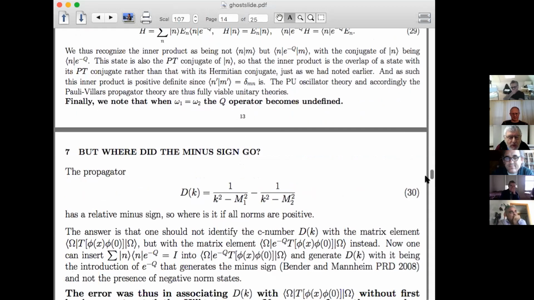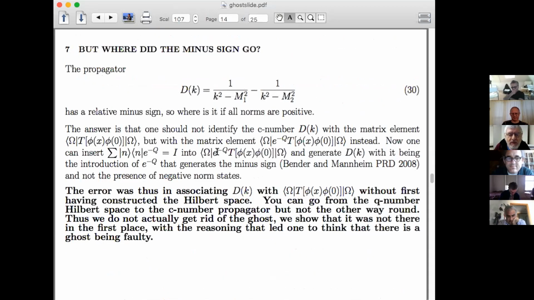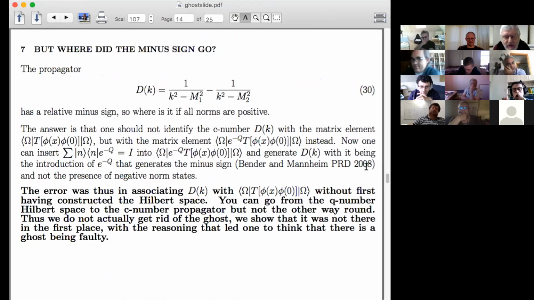So now, if you evaluate this quantity with the e^{-Q}, you generate this propagator, even though every state that you put in, every intermediate state, has positive norm. And it's the e^{-Q} that's generating the minus sign. Carl and I showed this in a Phys Rev D paper in 2008, and not the presence of the negative norm states.